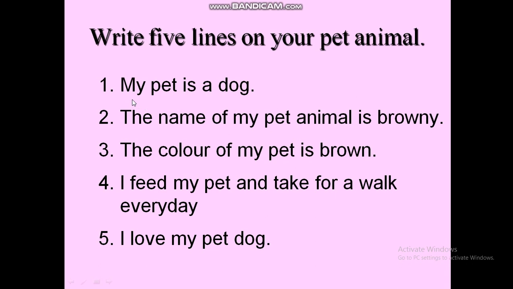Children, in this second composition, write 5 lines on your pet animal. My pet is a dog. The name of my pet animal is Brownie. The color of my pet is brown. I feed my pet and take it for a walk every day. I love my pet.